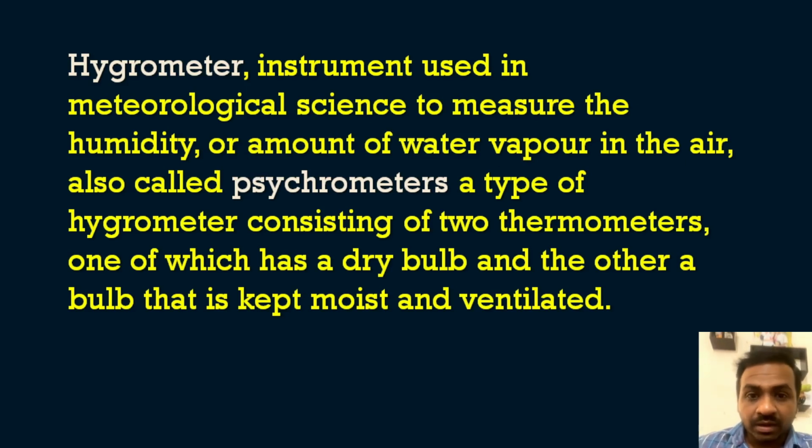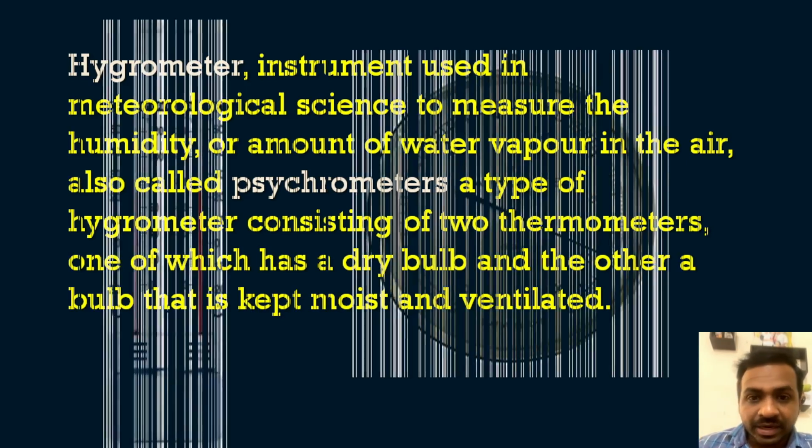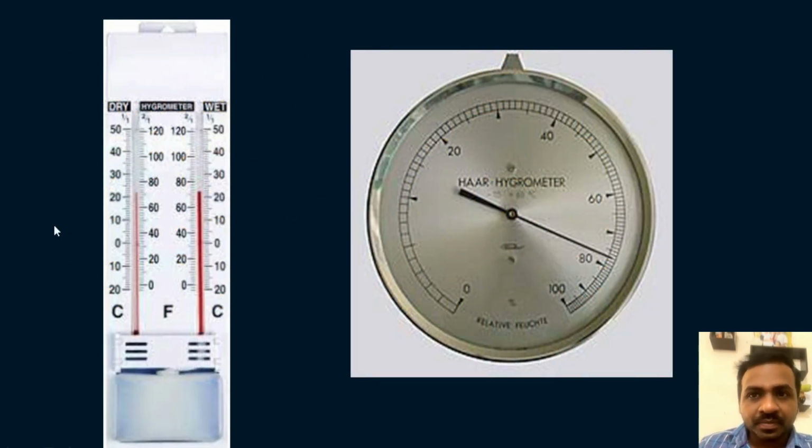Why? Because it is a type of hygrometer which consists of two thermometers, one of which has a dry bulb and the other bulb that is kept moist and ventilated. I think you will understand it better if you see this picture. This is the classical hygrometer, and this one is a psychrometer. In the psychrometer we have two thermometers, one is kept dry, the other one is kept moist and ventilated. But in the classical hygrometer there is only one measurement. So this is the difference between the two, but both of them are used for measuring humidity. I think that also was very informative.